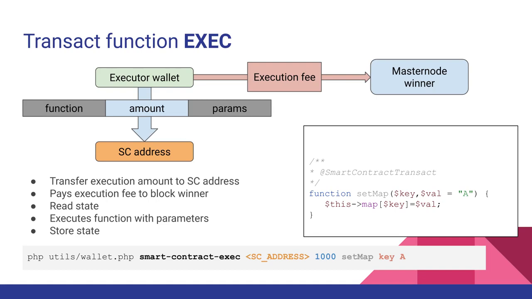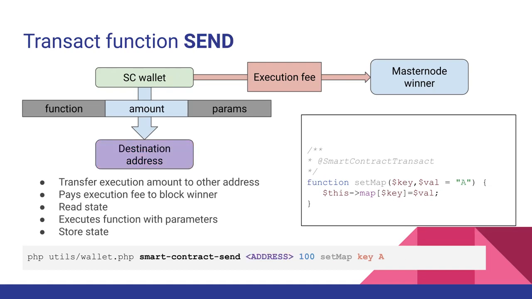There are two types of executable functions depending on direction. Exec type is a function which transfers the execution amount from the executor to the smart contract address. In this case, the executor signs the transaction and pays a fee. Send type is a function which transfers an amount from the smart contract to some other address. In this case, the smart contract wallet signs the transaction and pays a fee.